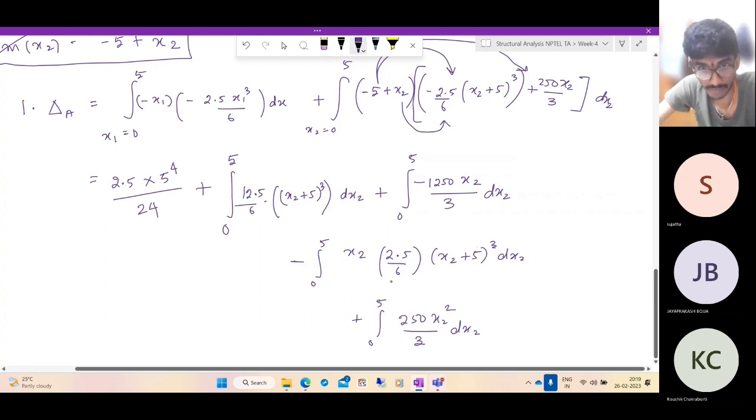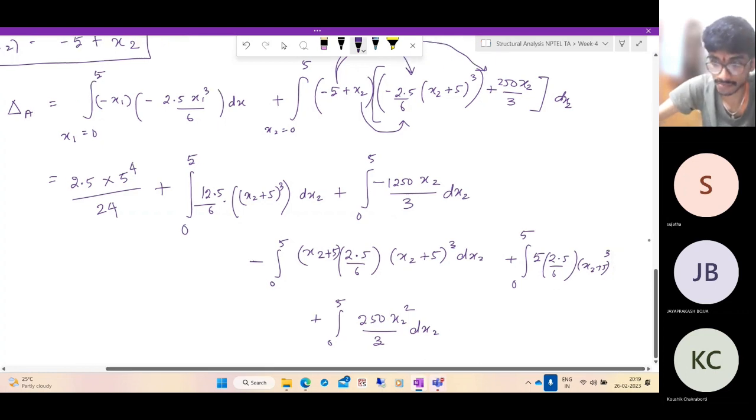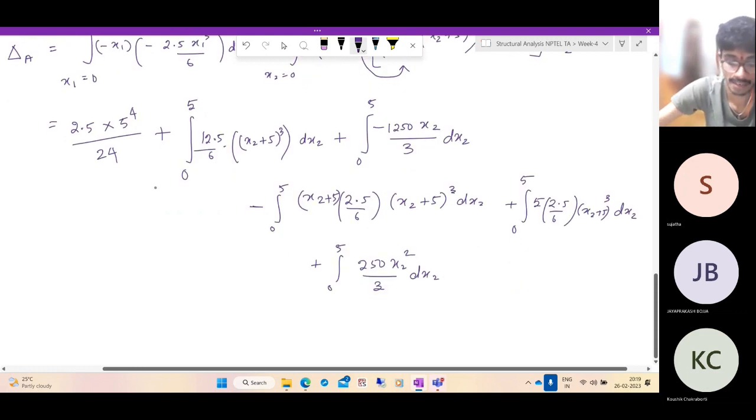Now to this term, let me do a trick to simplify the integration. Let me add and subtract a 5. If I add, so there's already a minus, which means I'll get a plus. Okay. That's it. Now we can directly evaluate these integrals.